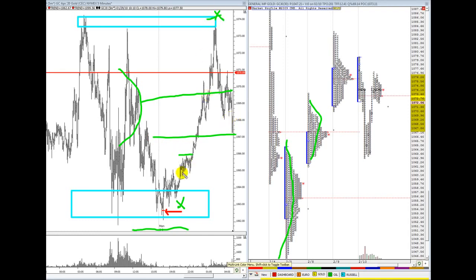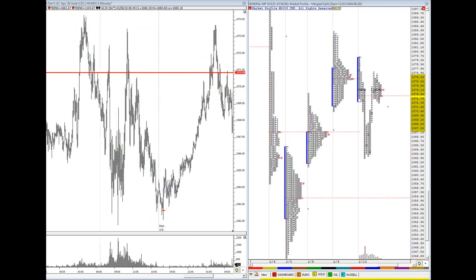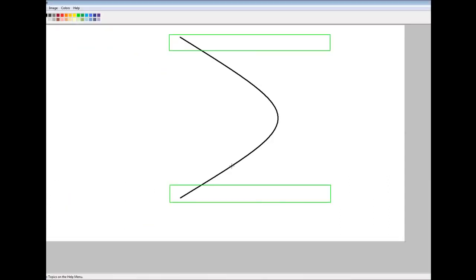A lot of traders trade in these random areas, and that's what gets them killed. The risk to reward in these random areas is terrible. It's usually 1-to-1 or even worse. But when you're trading at extremes here and here, the risk to reward increases, and that's what auction market theory is really about. So let's go back to this again and go over the trades you can make.